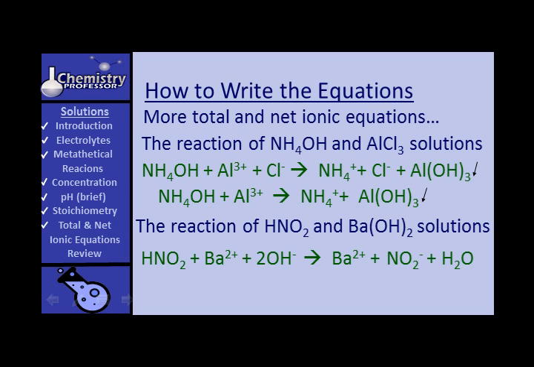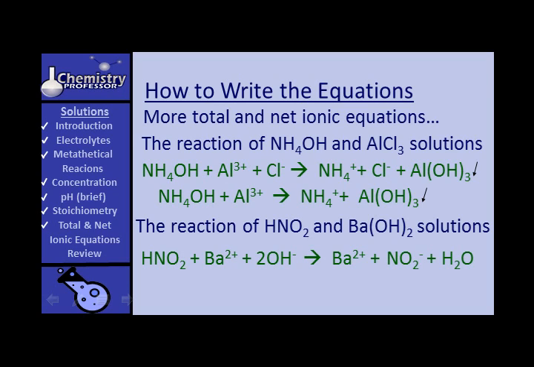The total ionic equation is nitrous acid, written as a molecule because it's a weak acid, plus barium ions and hydroxide ions, written as ions because they are from a strong base, reacting in an acid-base reaction to produce the salt barium nitrite, barium ions and nitrite ions, and they produced water as a molecule.